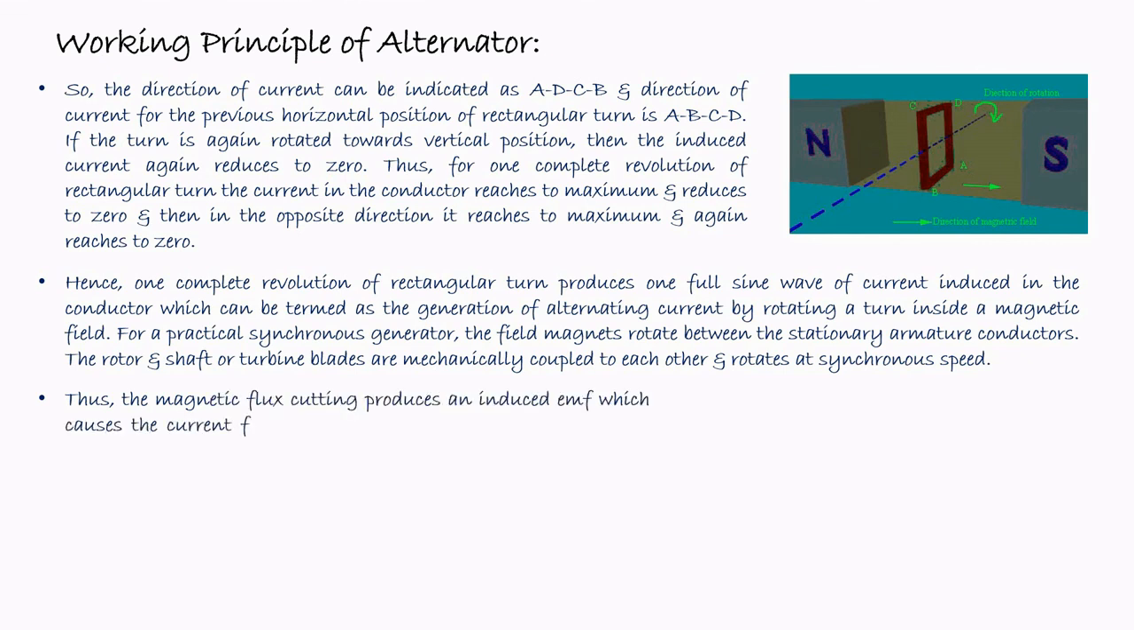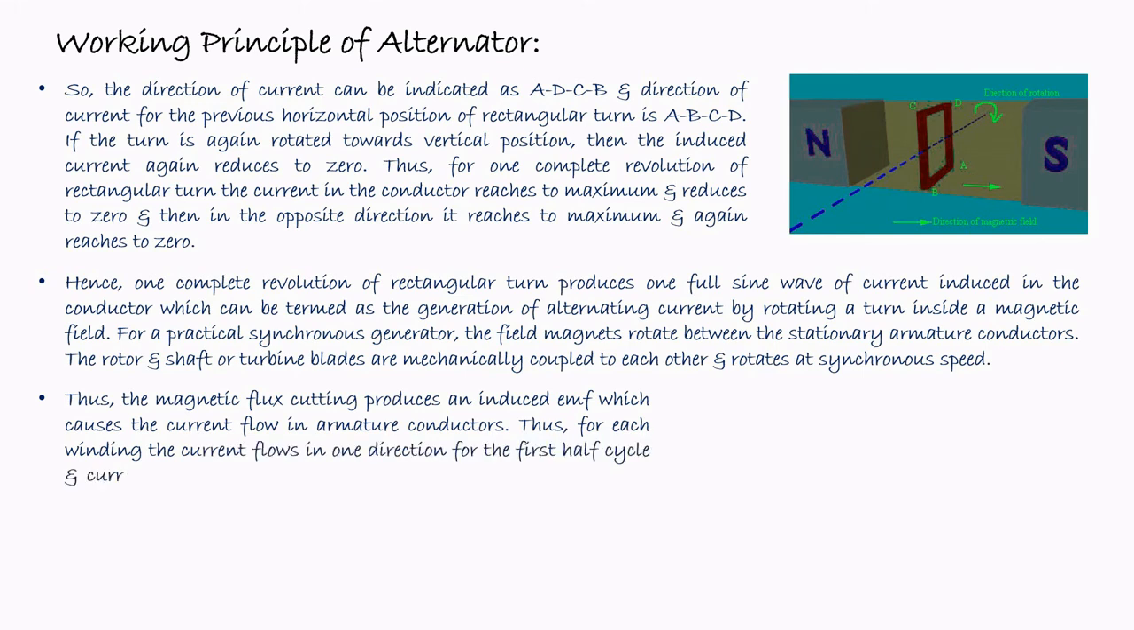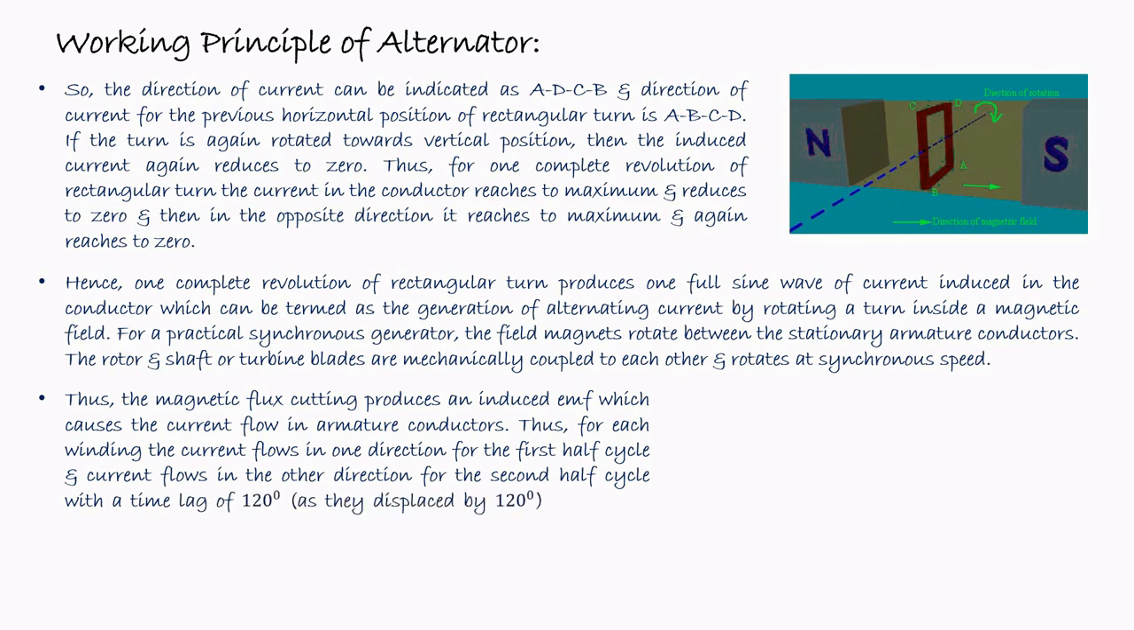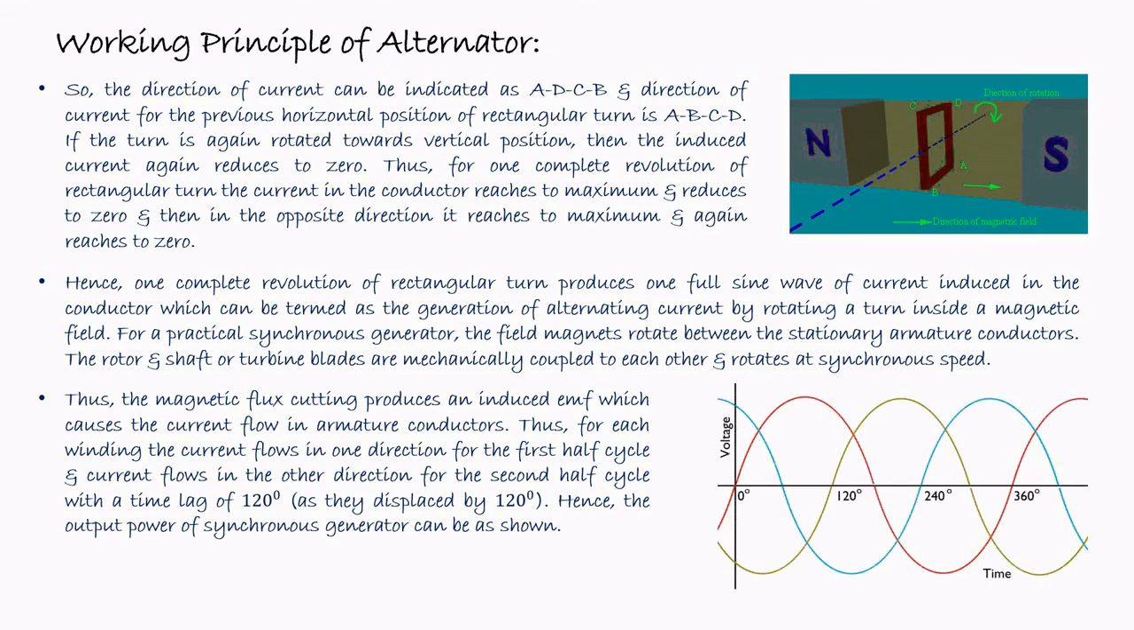So thus the magnetic flux cutting produces an induced EMF which causes the current flow in armature conductors. Thus, for each winding, the current flows in one direction for the first half cycle and in the other direction for the second half cycle, with a time lag of 120 degrees as the coils are displaced by 120 degrees. So this is the phase difference between the three phase windings. Hence, the output power of the synchronous generator can be shown by this symbol.